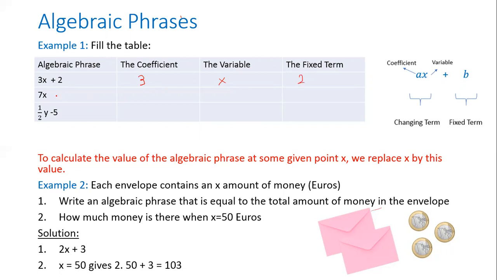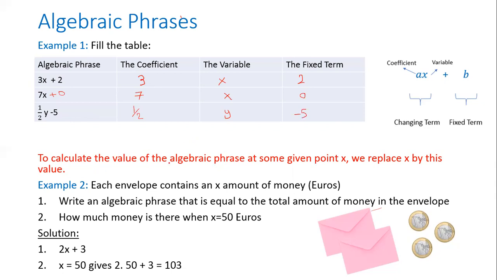Now let's take the second phrase. We have 7x. Here it could be written also as 7x plus 0. The coefficient is 7, and the variable is also x, and b equals 0 here. Let's see the last example, half y minus 5. The coefficient is half, the variable is y, and the fixed part is minus 5.